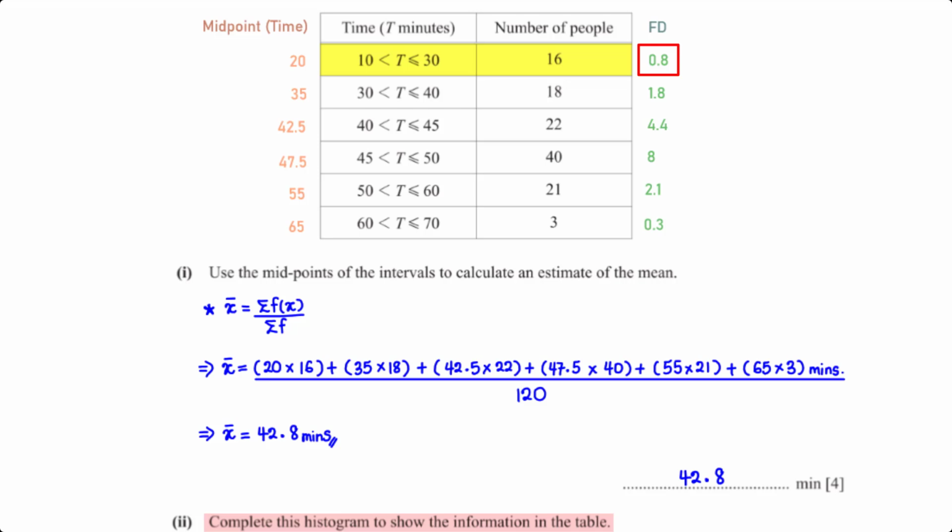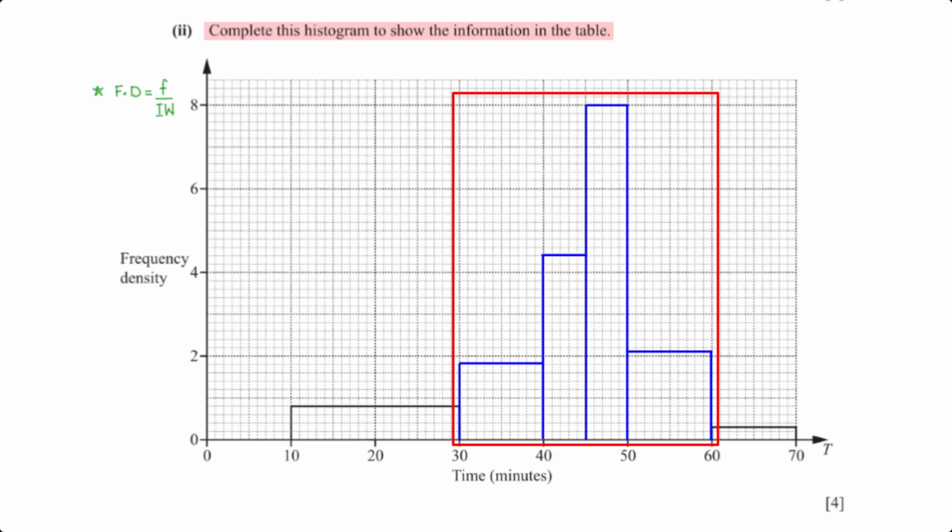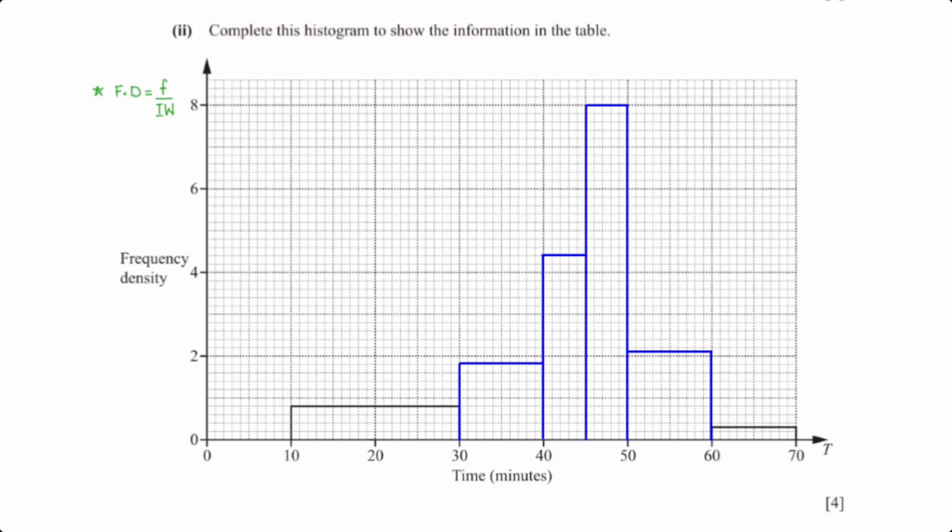This interval has already been drawn on the histogram for us. Then we have 18 divided by 40 minus 30, which is equal to 1.8. Then we have 22 divided by 45 minus 40, which is equal to 4.4. 40 divided by 50 minus 45, which is equal to 8. 21 divided by 60 minus 50, which is equal to 2.1. So now, after marking all the different intervals on the horizontal axis of the grid, we can map out their heights using their frequency density values.